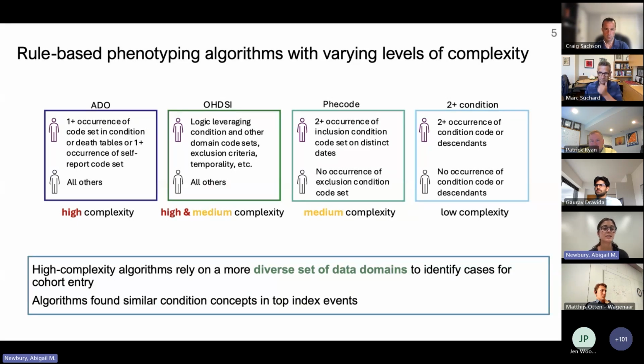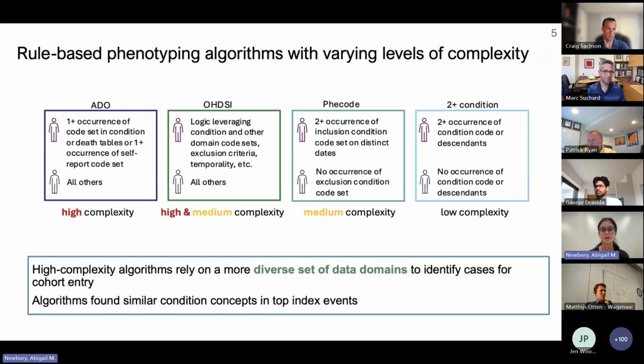We can see that our death tables and our self-report can capture information that are in a lot of these OHDSI data domains, like conditions, procedures, measurements, etc. And so we label these algorithms to be high complexity. Similarly, we have OHDSI algorithms.